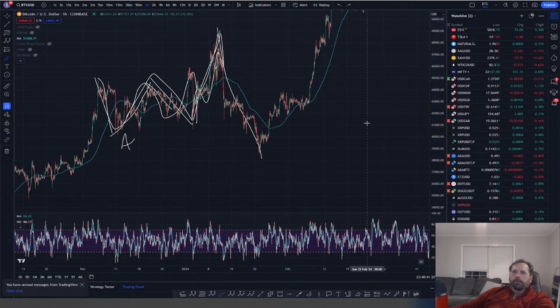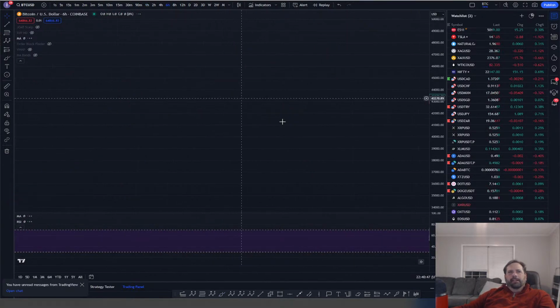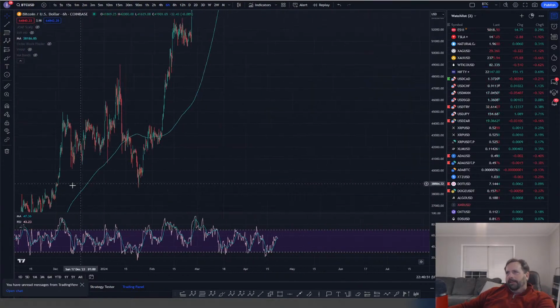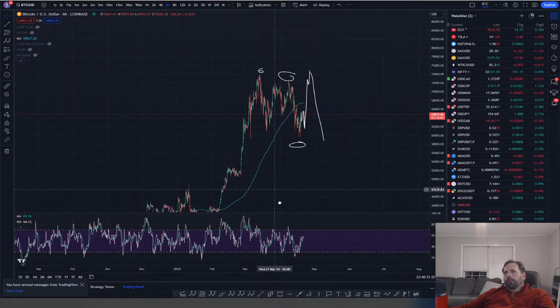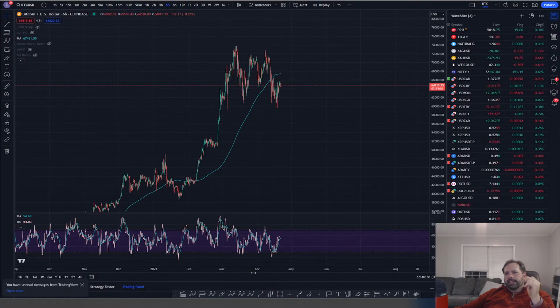Could we get another one of those? Yeah, we could. Is that likely? No, you generally don't get those kinds of moves back to back. You generally don't get those back to back. I think it's more likely that we get a simple move to the downside.